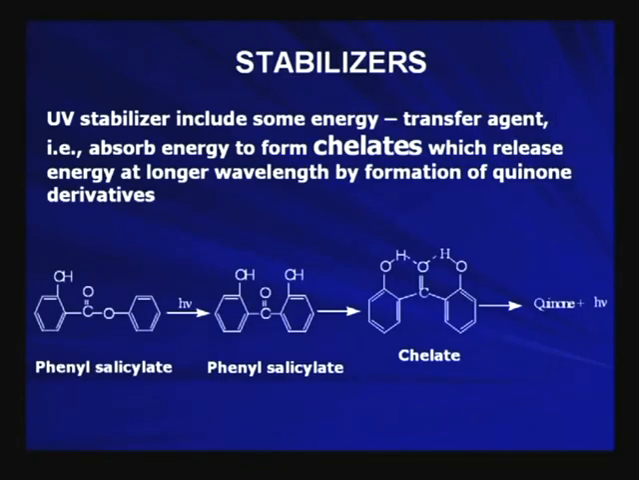Now you see, UV stabilizers include some energy transfer agents, compounds like phenyl salicylate. I told you there may be some UV scavenger. These additives, say phenyl salicylate, act as a UV scavenger. If it is present, what will happen? It will absorb the UV light and convert it to energy in the visible range. See, this energy converts this compound, phenyl salicylate, to this structure, and then this energy is converted from UV to the visible range.